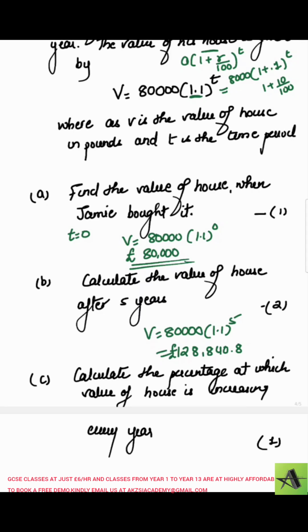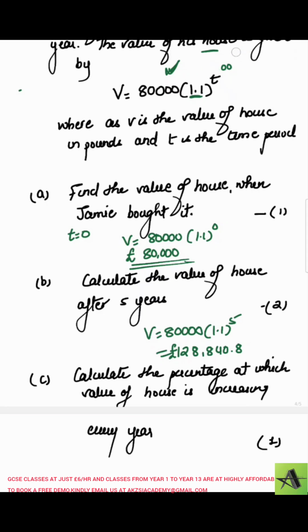So from here, if it's difficult to understand, this is the breakage: 80,000 times (1 plus 0.1) whole to the power of t. I have broken it so that I can easily compare it with my standard equation. On comparing, a is 80,000, which is the initial value clearly, and r over 100 is equal to 0.1. So r will be 10%. So every year it's increasing by 10%.